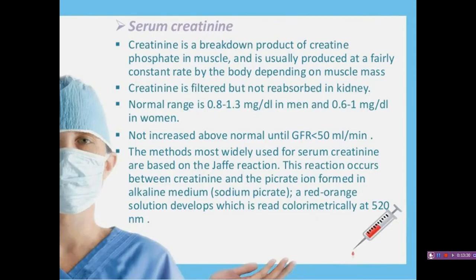Serum creatinine. Creatinine is the breakdown product of creatine phosphate in the muscle and is usually produced at a fairly constant rate by the body depending on the muscle mass. Creatinine is filtered, not reabsorbed, by the kidney. Normal range is 0.8 to 1.3 milligram per deciliter in males and 0.6 to 1 milligram per deciliter in females. It does not increase above normal until GFR is less than 50 ml per minute. The method widely used for serum creatinine is based on the Jaffe reaction.